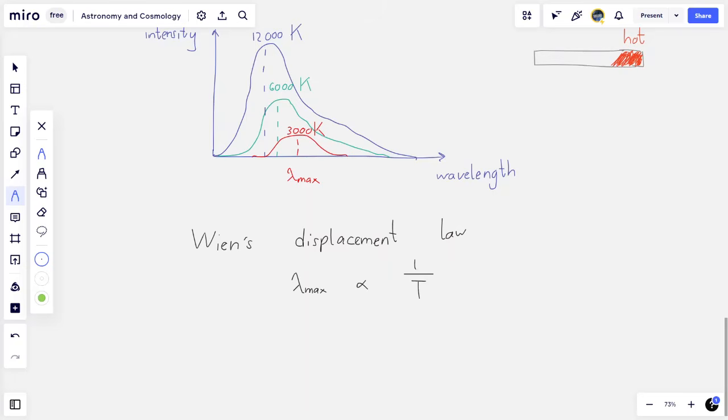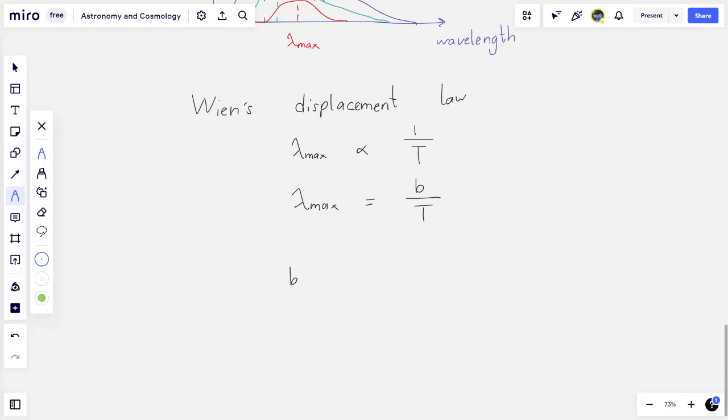Sort of makes sense though, because as wavelength gets higher, frequency gets lower. As frequency gets lower, energy gets lower. And so we'd expect energy and temperature to be directly related, which they are. And so wavelength and temperature are inversely related. And if I wanted to turn this into an equation, I would write this as lambda max is B over T.